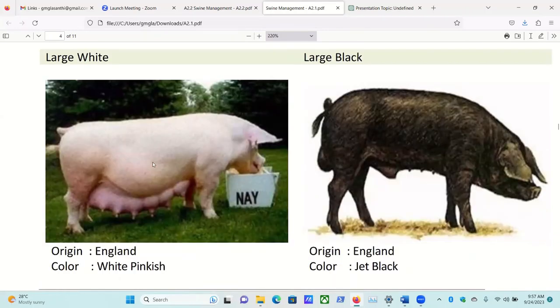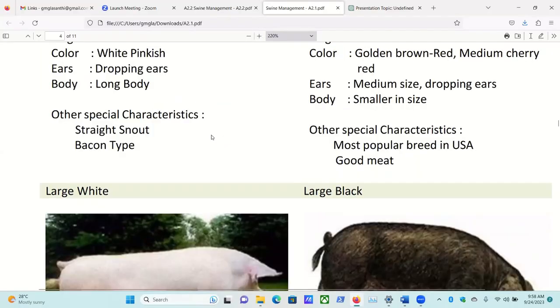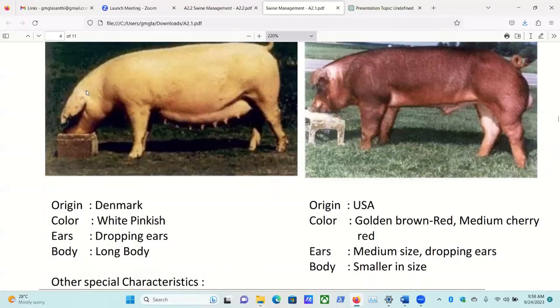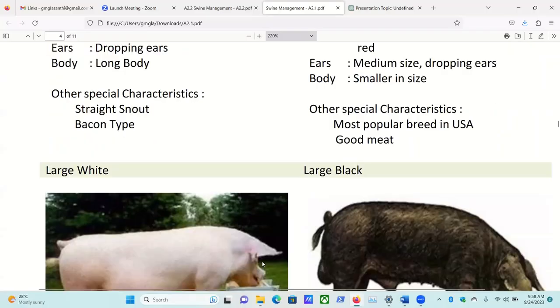So this is Large White. Like in the Landrace, the body color is very much the same. The only difference is Large White has erected ears, not drooping ears, right? Landrace has drooping ears like this, while the Large White's ears are erect.